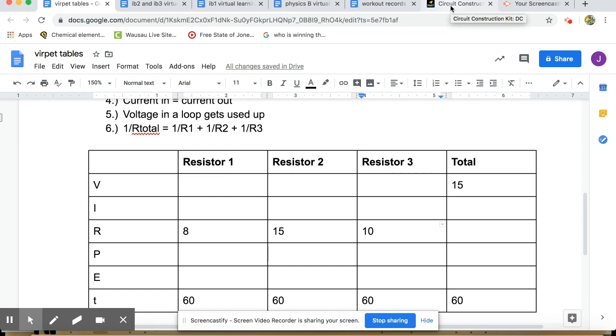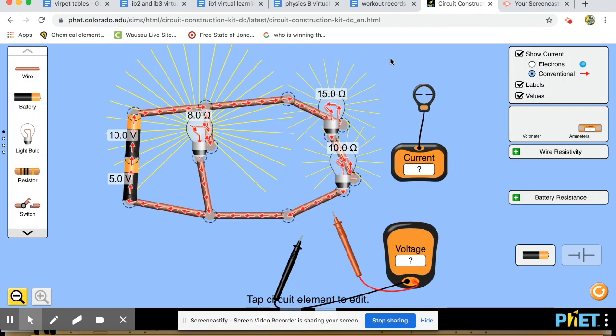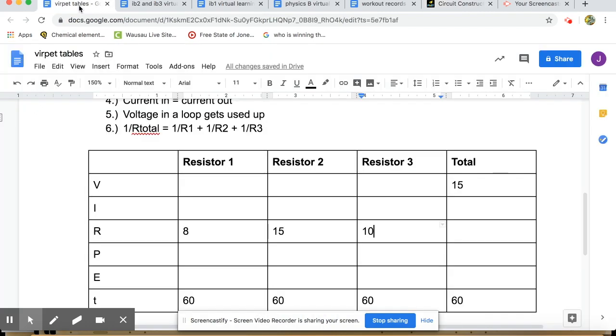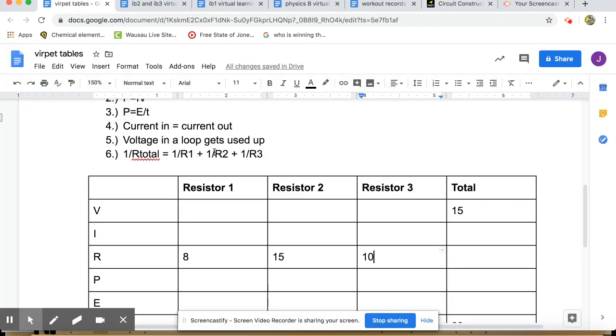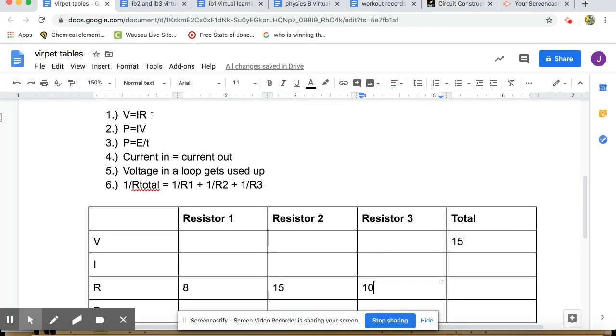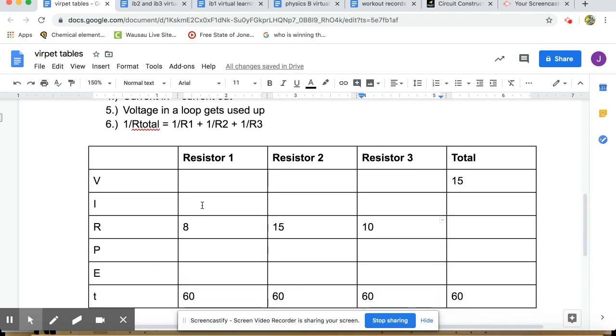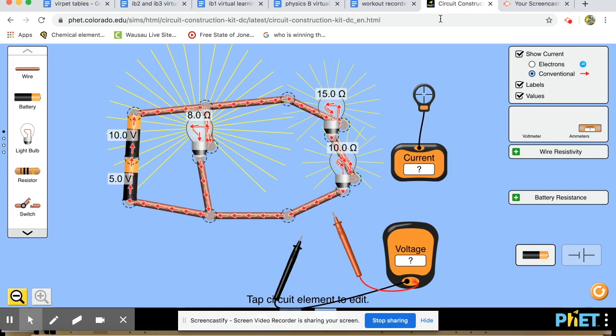So the next thing we can do is, our goal is really to figure out V, I, and R for everything. And I don't have enough information to use V, I, R for anything because I don't know I or V for the resistors, and I don't know I or R for the total. But I can use the other rules because there's loops here. There's a loop right there, and then there's a bigger loop right there.